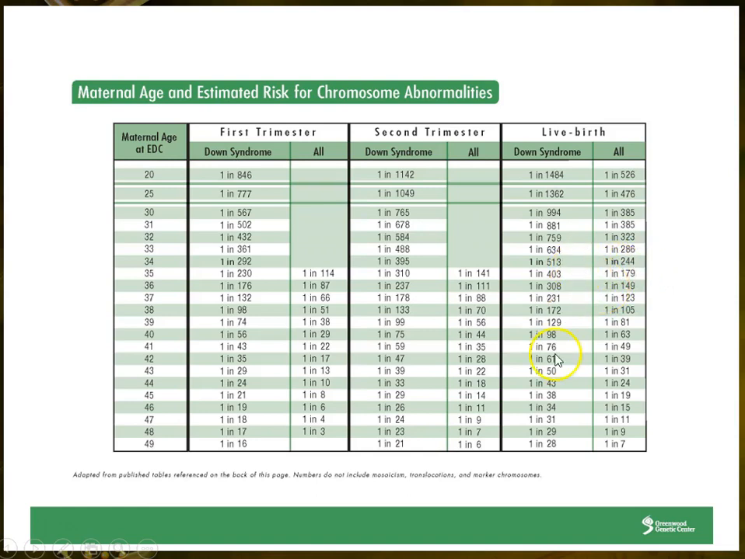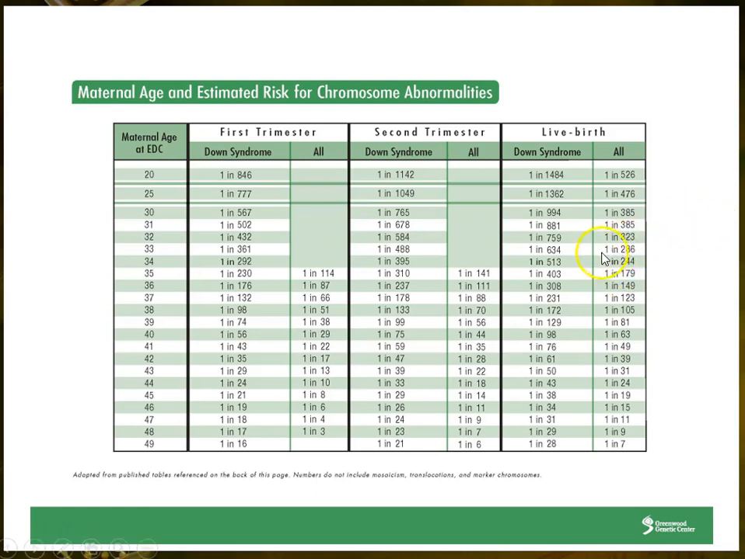But when you actually get to your late 30s and your 40s, the risk of having a baby with some type of chromosomal abnormality really increases. But why is it that when you're 34 the risk of a baby with a chromosomal abnormality at delivery is 1 in 244, and at 35, 1 in 179, that doesn't seem like a big number.